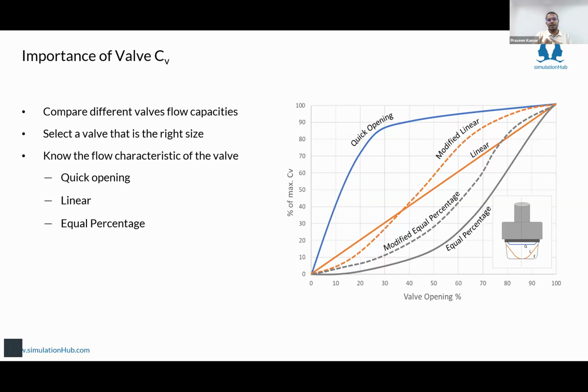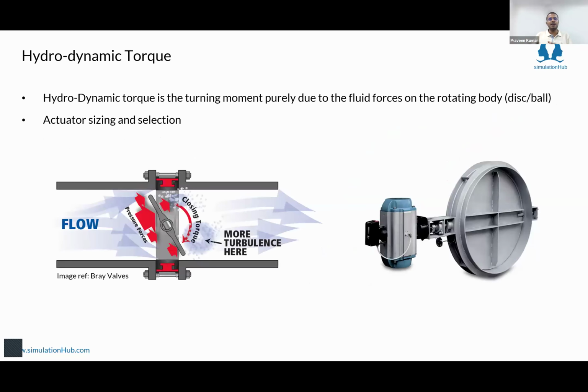You can choose the right size for the job. And similarly, another flow performance coefficient is the CDT, the hydrodynamic torque. It is specifically for the rotary valves.